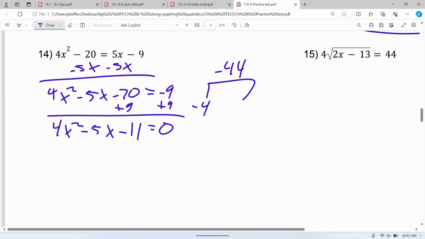Start with negative 1 and 44. Negative 2 and 22. 4, negative 4 and 11. 5 doesn't. 6 doesn't. 7, 8, 9, 10 don't. So 11 does, but we already have that. So which one of those? Negative 5. None of them do. So this is the one that you cannot use factoring with. We need to use a quadratic equation.